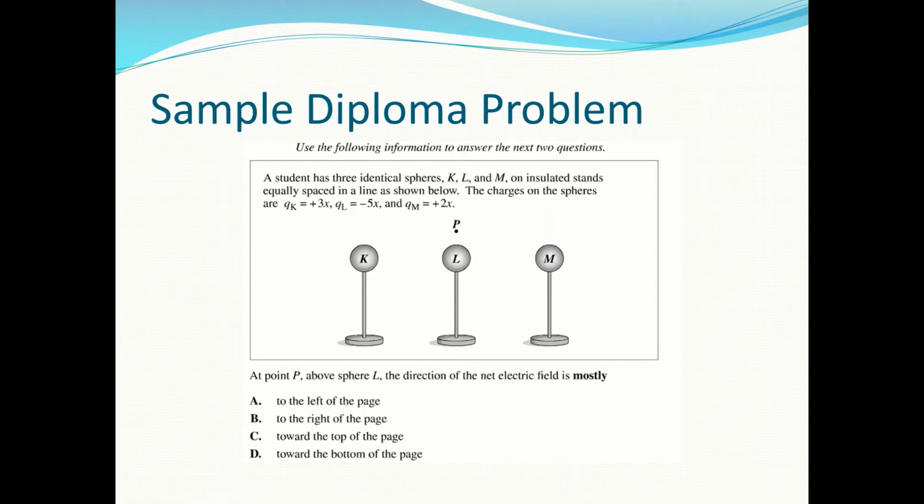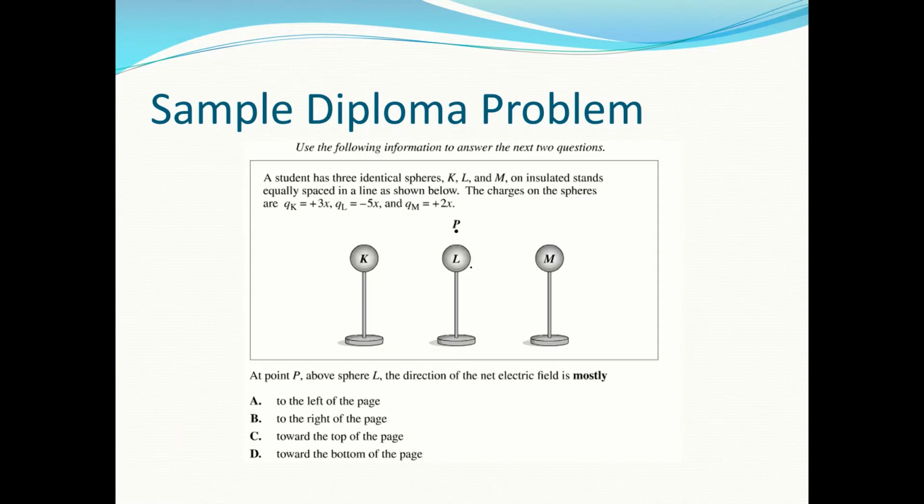So let's start off with some sample diploma questions. A student has three identical spheres, K, L, and M, on insulated stands equally spaced in a line as shown below. The charges on the spheres are 3, -5, and +2. At point P, above sphere L, the direction of the electric field is mostly.